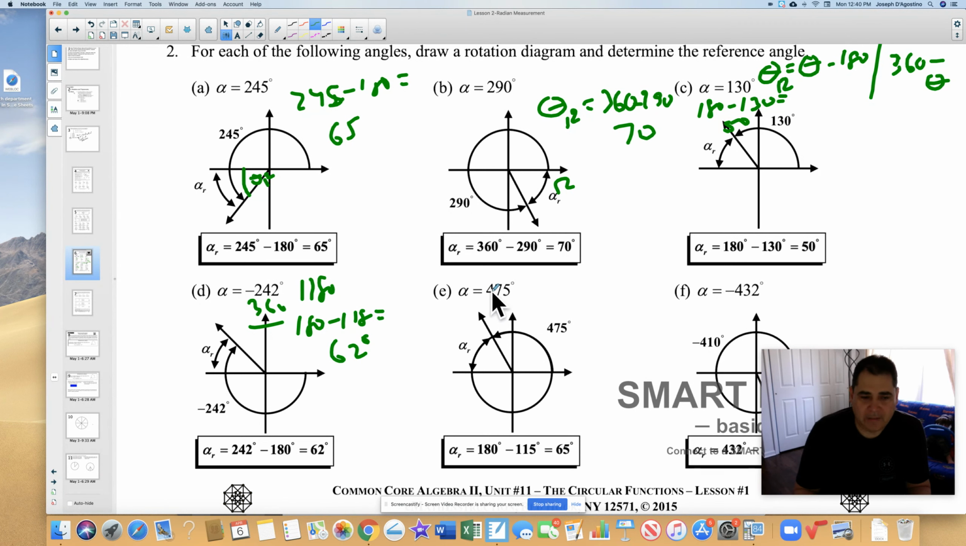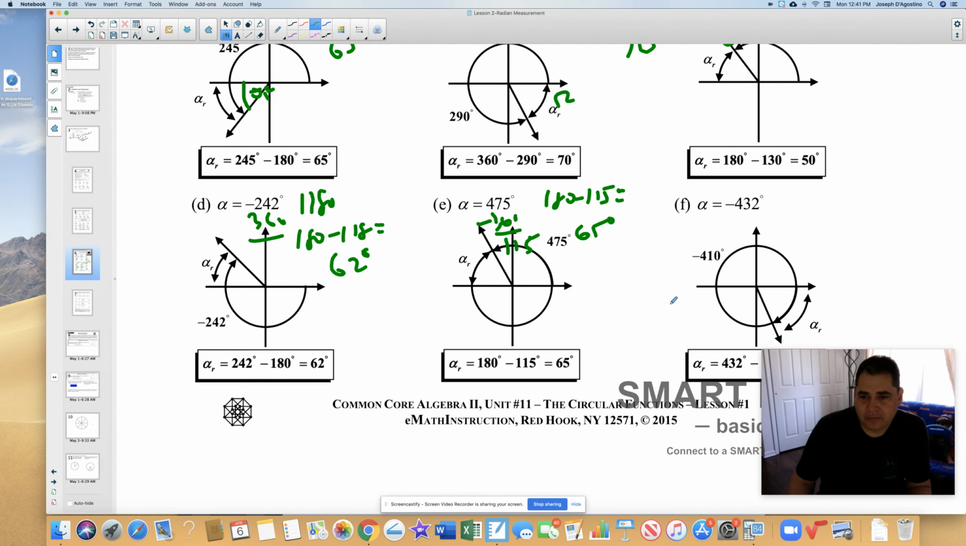If I have an angle that's bigger than 360, I subtract 360 to find a coterminal angle, which is 115, which again is in the second quadrant. So I've got to do 180 minus 115, which gives me 65. So if I'm in the second quadrant, it's 180 minus the angle.